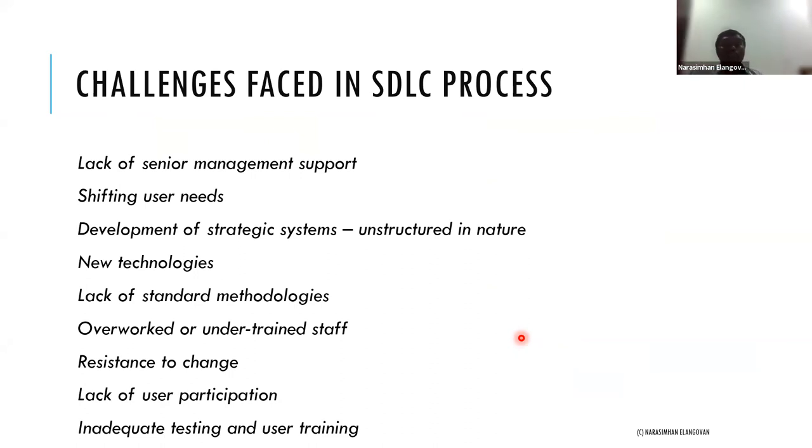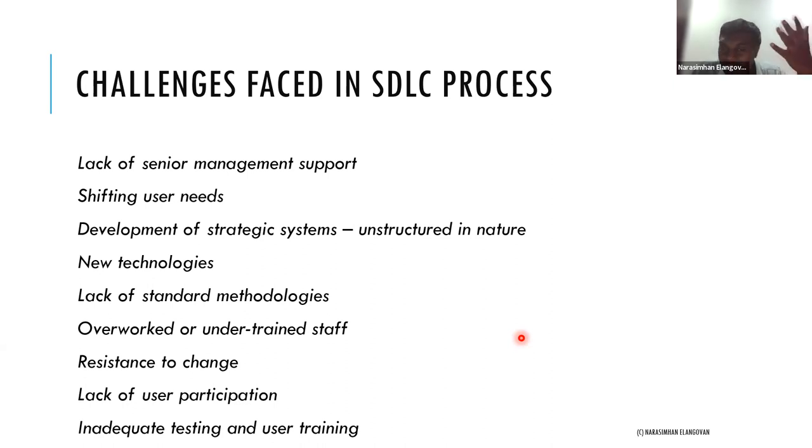But one of the things you have to understand is, what are the challenges faced in a system development lifecycle? The first thing is lack of senior management support. That means they will not give you the required support, they will not bother. They'll say a priority is not given and things like that. Second, shifting user needs. The user says first to do this, then later says do something new, and after that again brings something new. The user needs are changing. And many a time when you develop a strategic system, the needs are unstructured in nature. That means they don't form a proper structure. Newer technologies, no standard methodology.